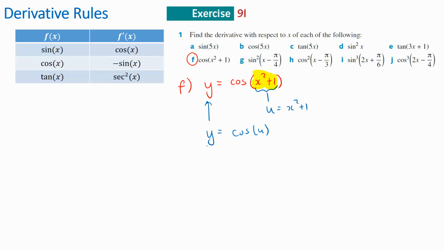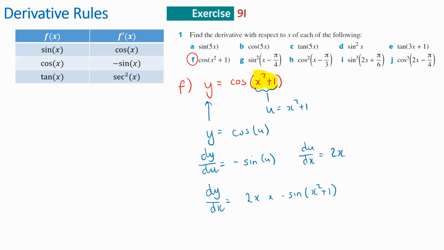So I know that the derivative dy/du has to equal what? Negative sine u. So negative sine of u. But then I also need du/dx. So let's work it out. du/dx, if I know that u is equal to x squared plus 1, is the derivative of x squared plus 1, which is 2x. Put them both together. Chain rule tells me then, therefore, dy/dx must equal 2x multiplied by negative sine of u, which is x squared plus 1. Okay, so you normally just write your answer as negative 2x sine of x squared plus 1.